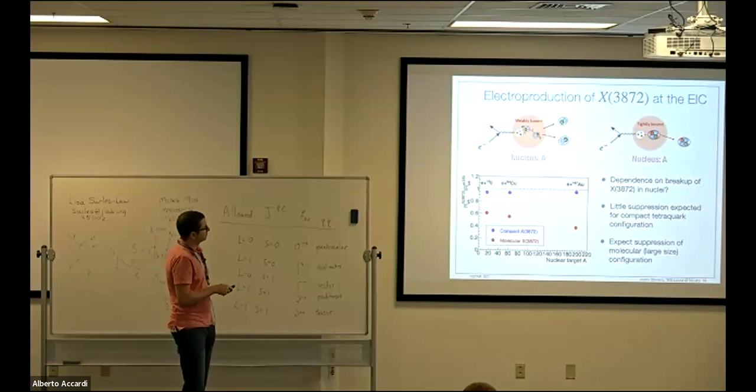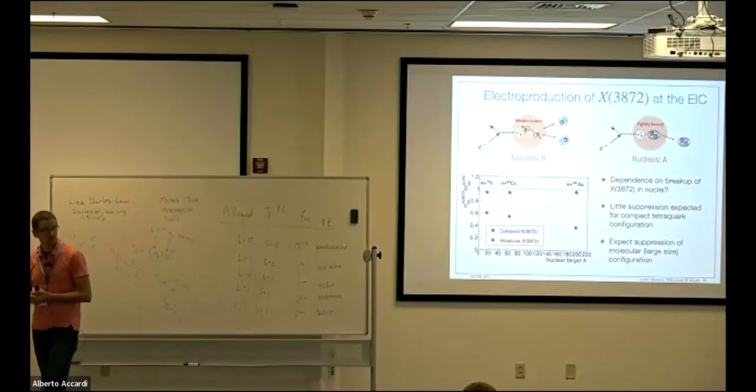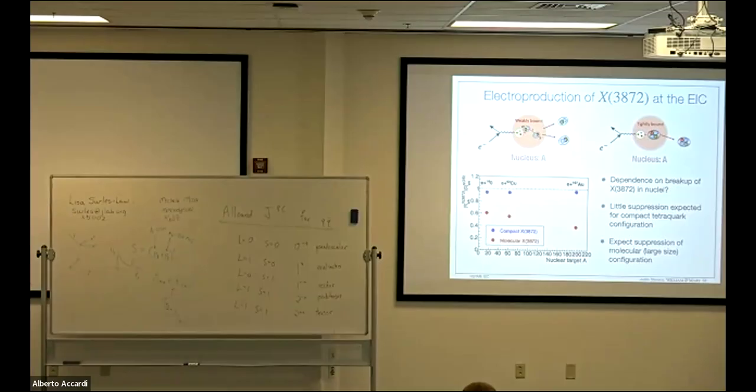And so you can imagine doing experiments at the EIC where if it's a compact object, it would basically not depend on how thick the nucleus is that it has to travel through. Whereas if it was a molecular kind of system, you would get some fall off as you went to higher A in the nucleus as it had to travel through more material. So there are ways we can try to probe these in a little more detail, but the short answer is we don't really know exactly what the properties of this X3872 are yet, but we're working on it.